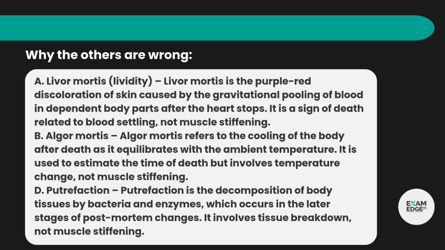Why the others are wrong. A. Livor mortis, lividity. Livor mortis is the purple-red discoloration of skin caused by the gravitational pooling of blood in dependent body parts after the heart stops. It is a sign of death related to blood settling, not muscle stiffening. B. Algor mortis. Algor mortis refers to the cooling of the body after death as it equilibrates with the ambient temperature. It is used to estimate the time of death but involves temperature change, not muscle stiffening. D. Putrefaction. Putrefaction is the decomposition of body tissues by bacteria and enzymes, which occurs in the later stages of postmortem changes. It involves tissue breakdown, not muscle stiffening.